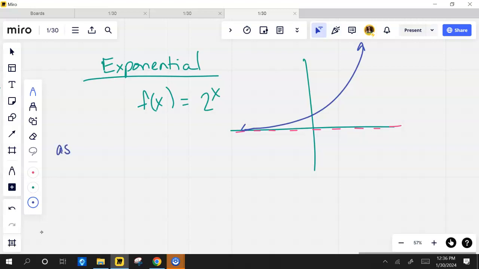I've only got 2 ends, right? A left and a right end. As x approaches infinity, what end am I looking at? The right end. What does the graph do? It goes up. As x approaches negative infinity, you're exactly right. The graph gets closer and closer to the asymptote.